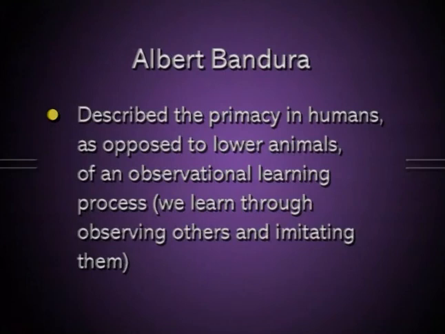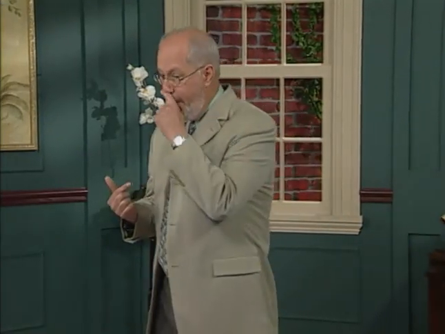He described also this primacy in humans, as opposed to lower animals, of an observational learning process that we learn through observing others and imitating them. And this is different for humans than for other animals. He separated this. So, first, let's turn to Bandura's view of expectancies, this first part that he added.